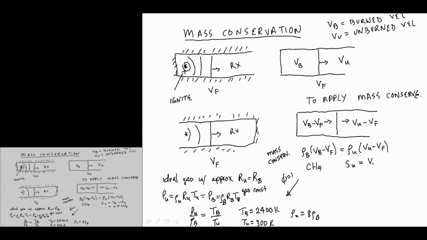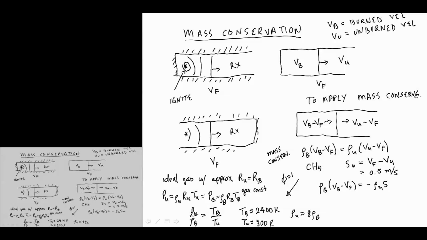So the question might be, well, this is getting interesting. I'm going to rewrite it. We say ρB times VB minus VF is equal to minus ρU SU, okay? So remember, I'm putting a minus sign there because I have VU minus VF, and really VF minus VU is the definition of the laminar flame speed, which is 0.5. So I'm in a situation where I have this.